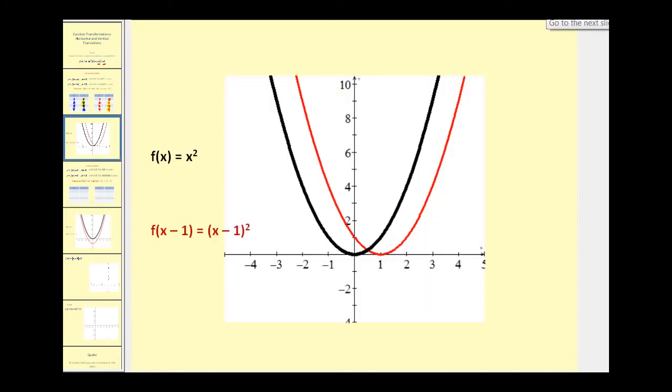Here's the graph of these two functions, and what you'll notice is for any corresponding point, let's say the vertex on the original function and the vertex on the shifted function, it's 1 unit to the right. Pick any point on the original function, and the translated function will be 1 unit to the right. Let's look at an animation of this.